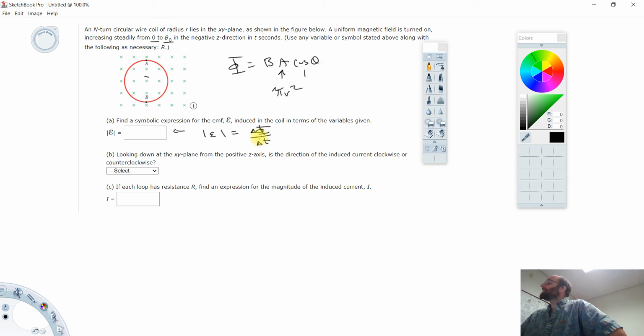Now, when I write this, this is per loop. If there were 2 loops, you'd multiply it by 2. For 5 loops, you'd multiply it by 5, but for n loops, you multiply it by n.